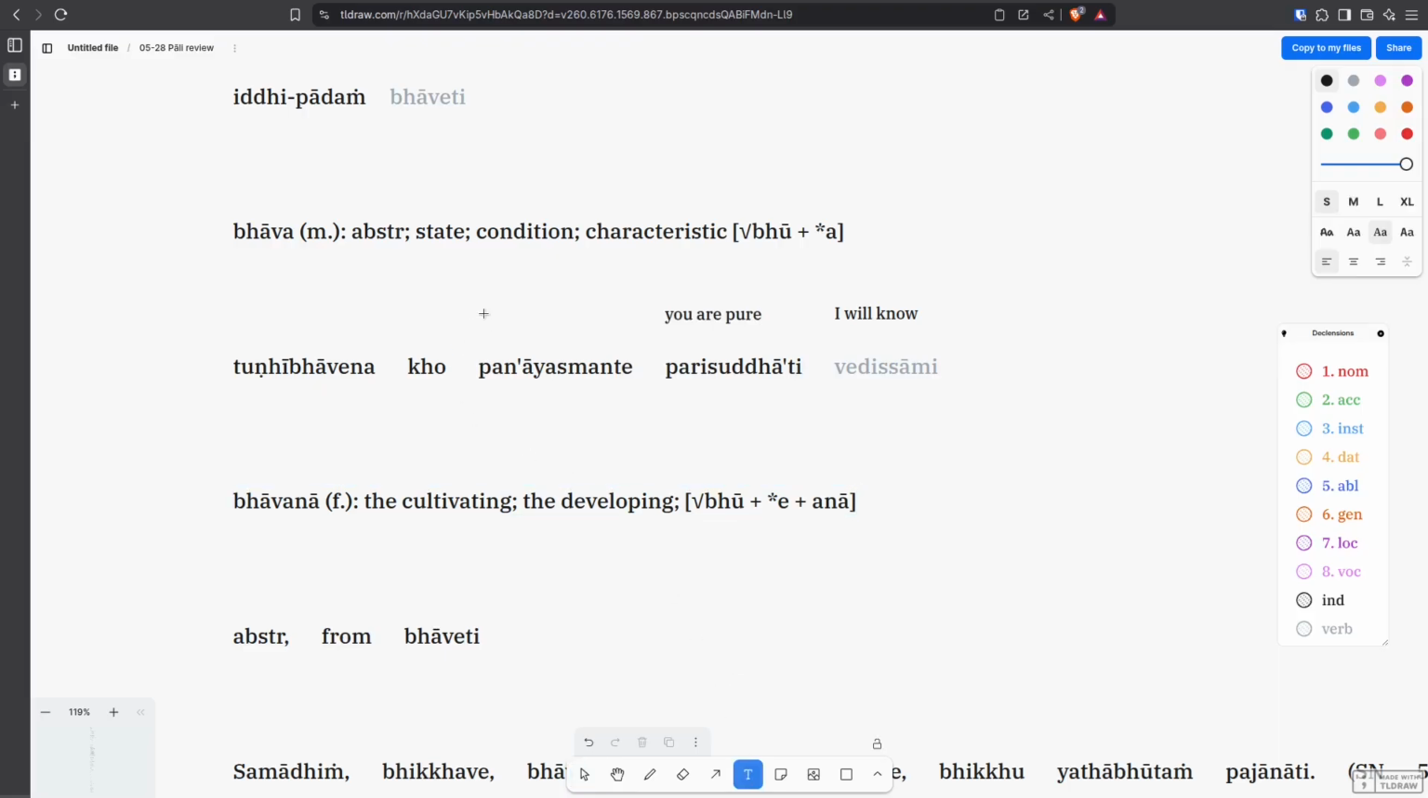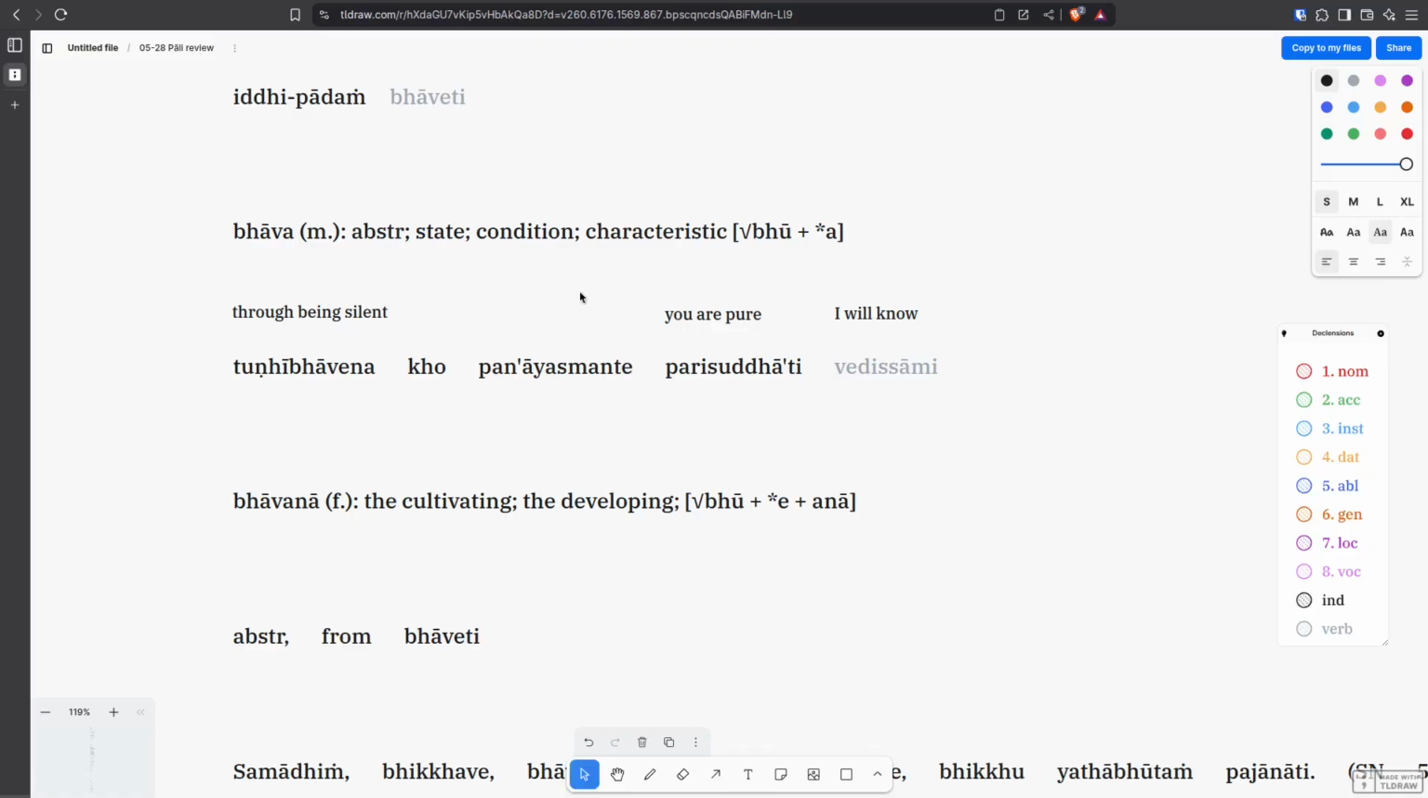And tunhi bhavena, through silence, by remaining silent, being silent. So this is where bhava comes in. Tunhi bhava, the silent state, silent condition.